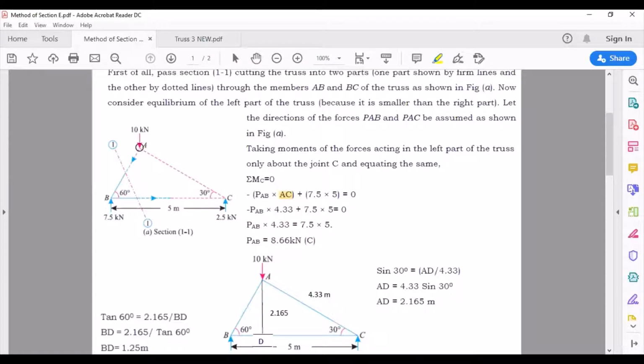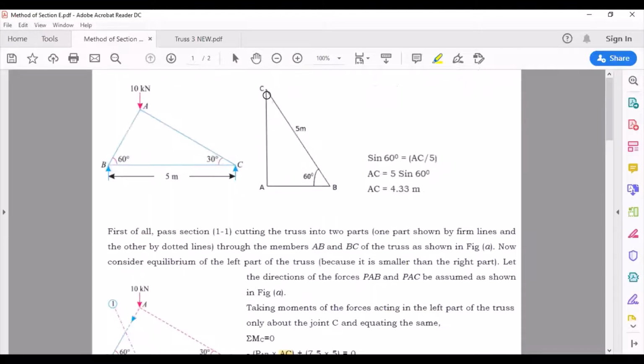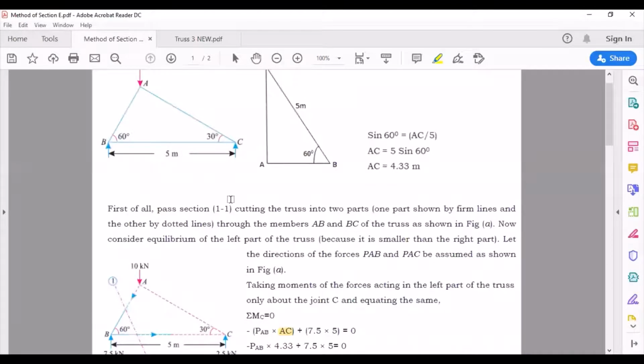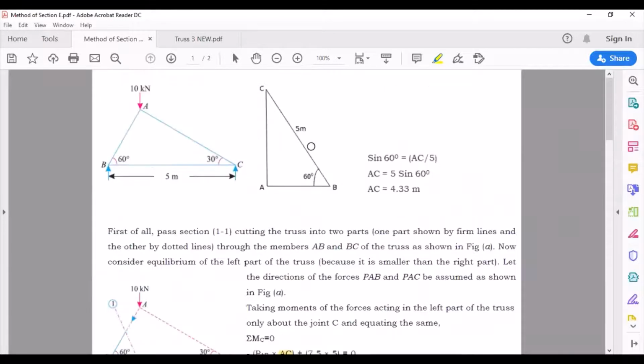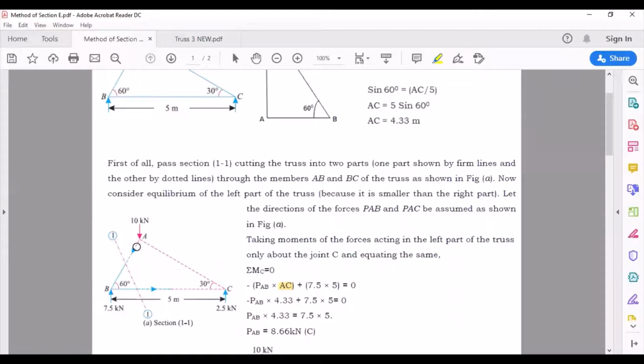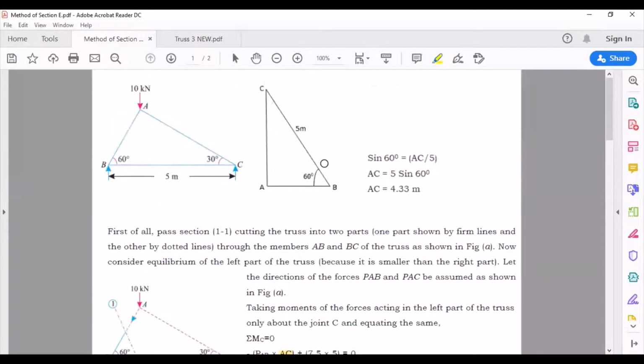Now, how do I get this distance AC? You just refer to this triangle here. What we did is, the same triangle, I have changed the orientation. So this is a right angle triangle only, and the right angle is at A. BC is 5 meters. What is angle B? Angle B is 60 degrees.